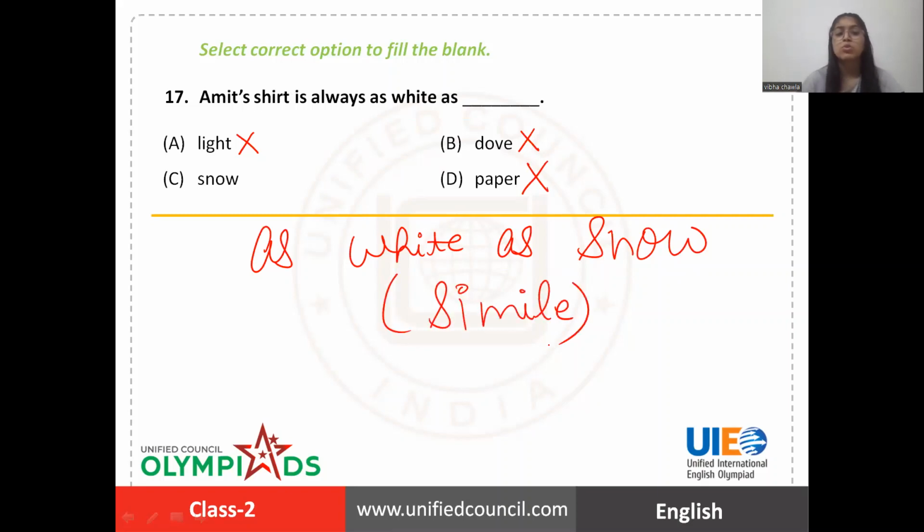Similes are what? They show likeness. They are used to show similarity between two things. So now we have to show the likeness, the similarity of Amit's shirt with that of something that is white in color, because we are trying to say Amit's shirt is as white, that means it's as white as snow. Snow is white in color, and so is Amit's shirt. So that's why the right answer will be option C.